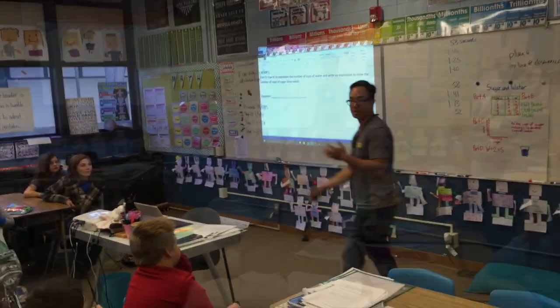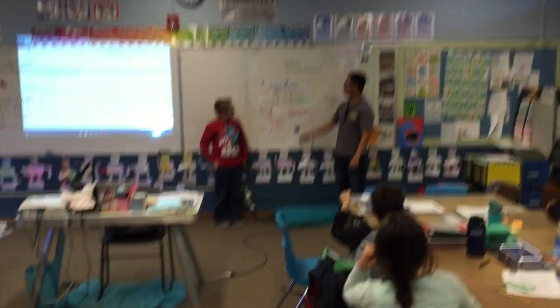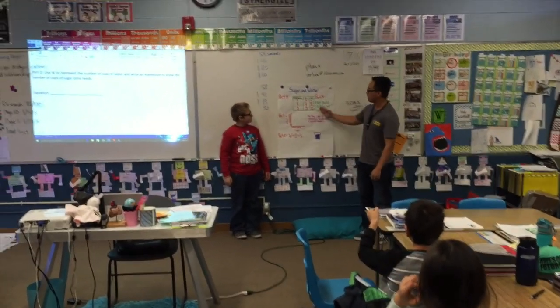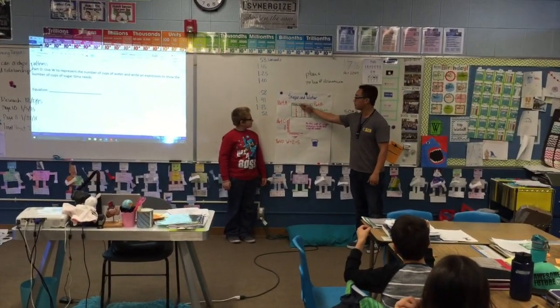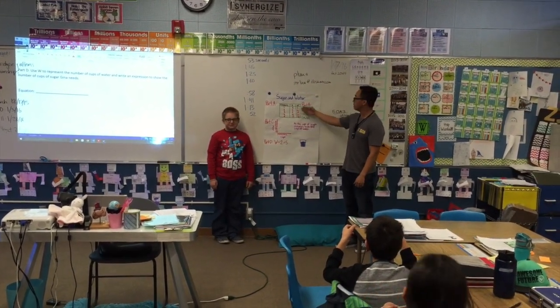Let me give you an example, okay? Alright, so our word prompt, we called it sugar and water. In part A, we created a function table. On the very left side, this is called pitchers. There's five pitchers. Now the S indicates sugar, and the W represents water.